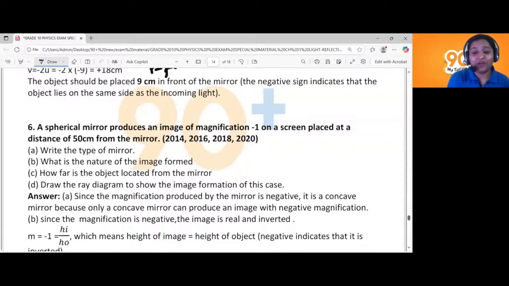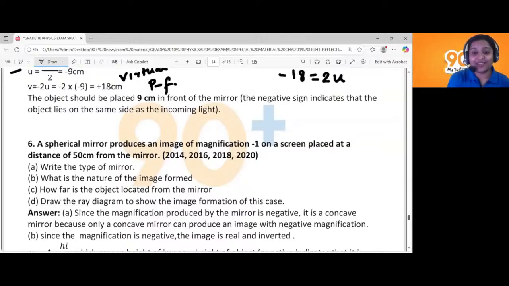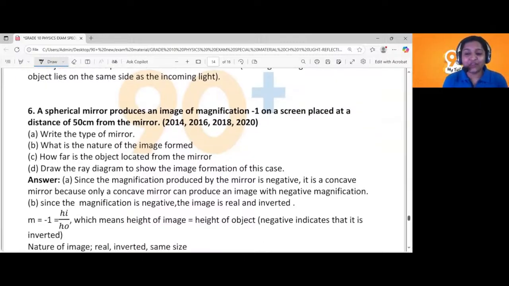A concave mirror: when the object is placed at C, the image is also formed at C, but the image formed is inverted. Only in that case will we get a magnification of negative 1. Okay, object at C in a concave mirror.